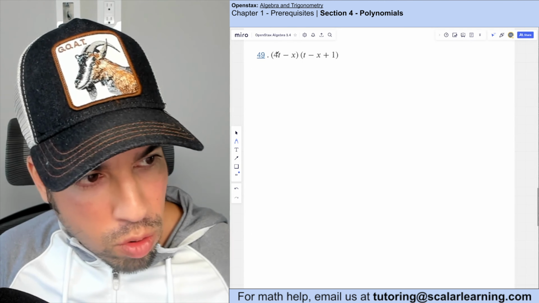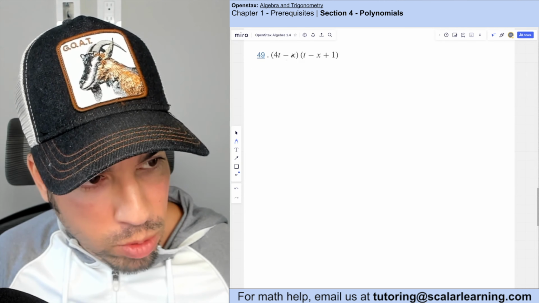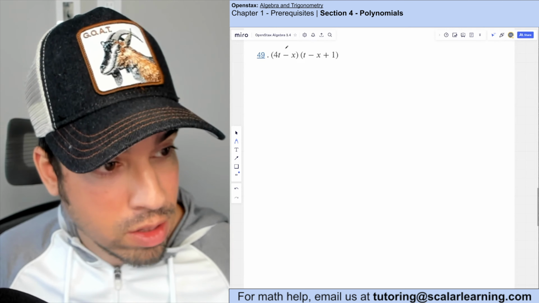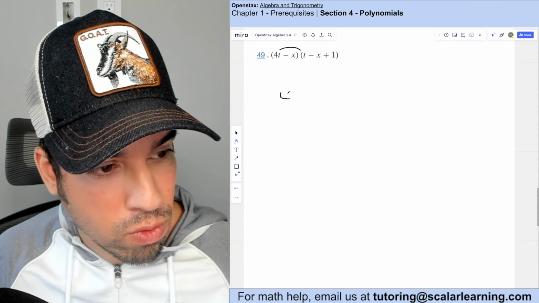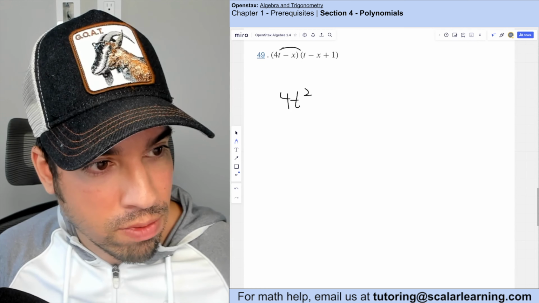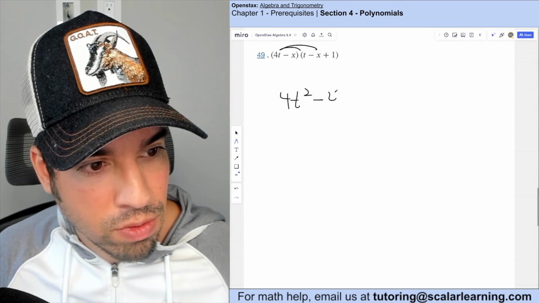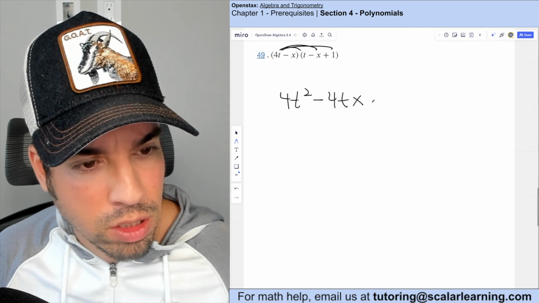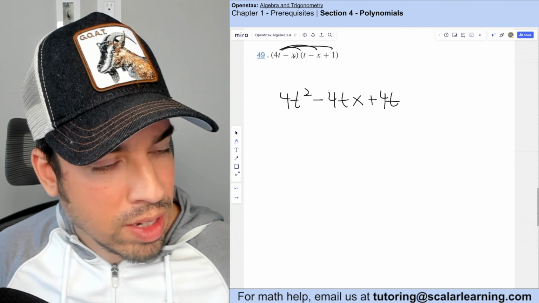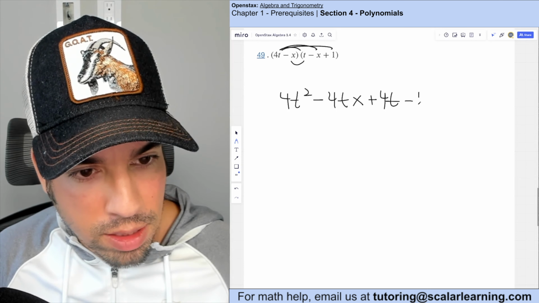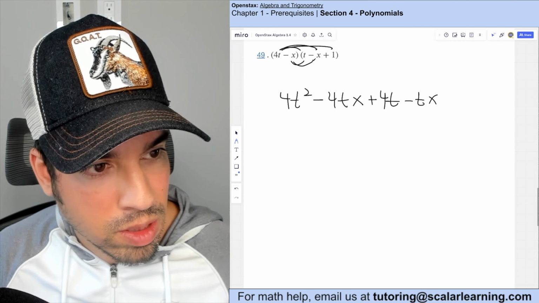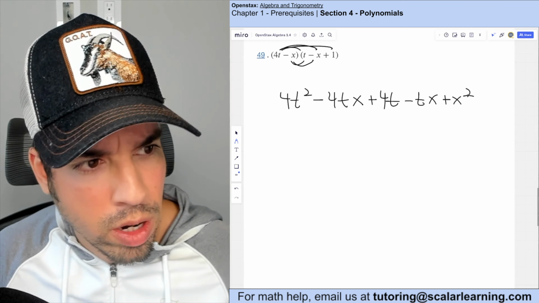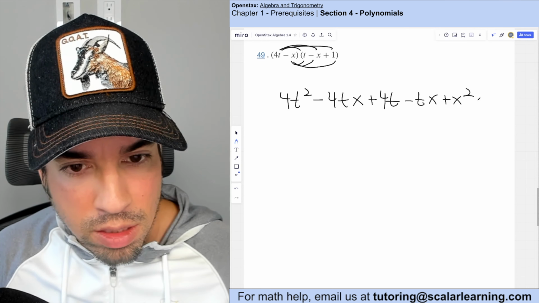Here we're going to distribute across, and everything in the first binomial is going to multiply everything in the second trinomial. So we got 4t times t, which is 4t squared. Then we got 4t times negative x is minus 4tx. Then we got 4t times 1, which is plus 4t. Then we got negative x times t, which is minus tx. Negative x times negative x is plus x squared. Negative x times 1 is minus x.